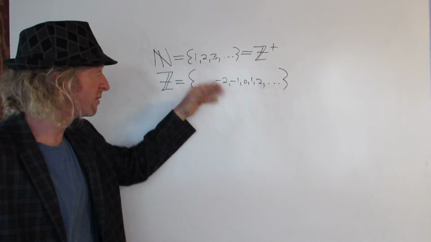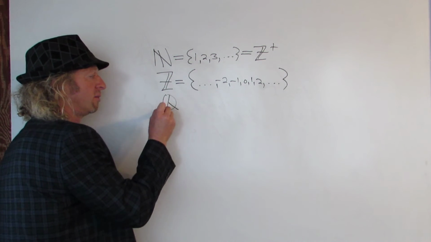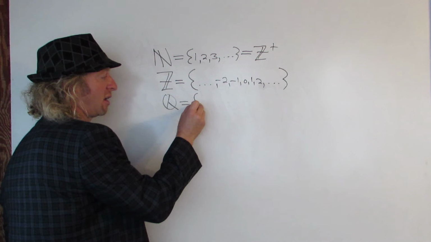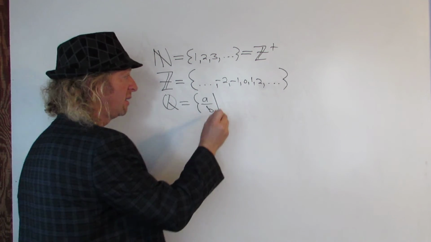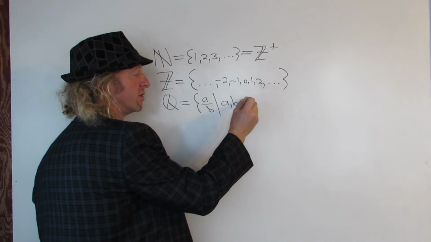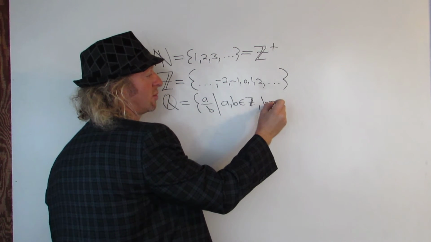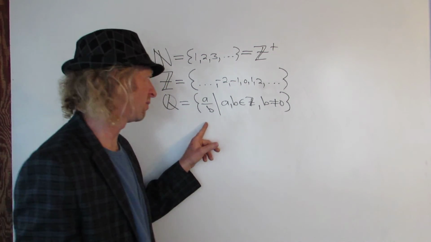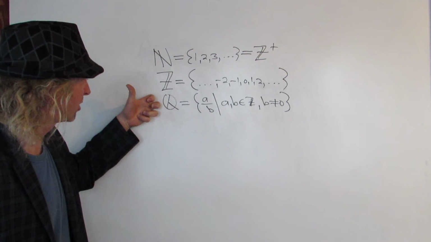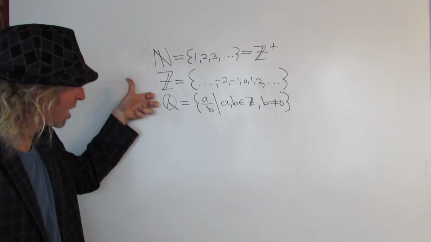Those are all the fractions of integers, right? So it's Q, like this. And it's all of the elements of the form a over b, such that a and b are integers, and b is not equal to 0, right? b can't be 0, because if b was 0, you would get division by 0, right? So this is the set of rational numbers, so natural numbers, integers, rational numbers.